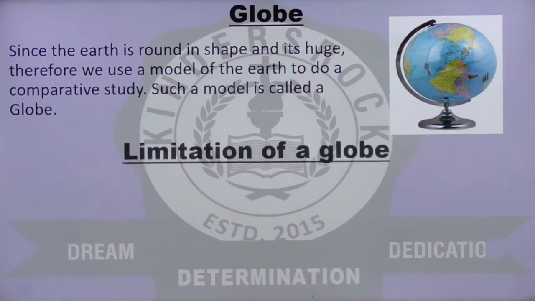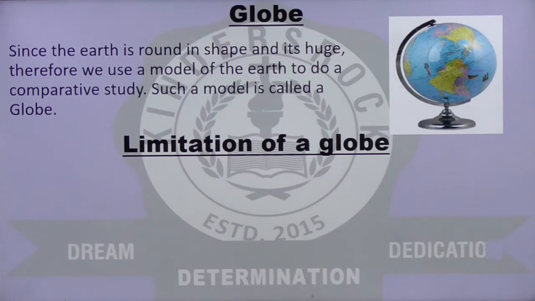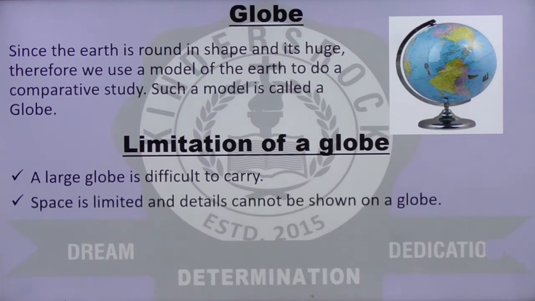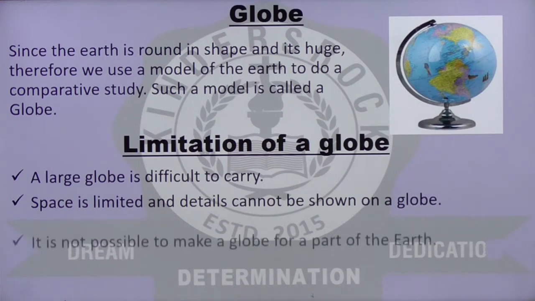Okay, now limitations of a globe. What are the limitations of a globe? Though globe is considered to be one of the best ways of understanding the Earth because of its round shape, there are limitations of a globe. A large globe is difficult to carry. Space is limited and details cannot be shown on a globe.